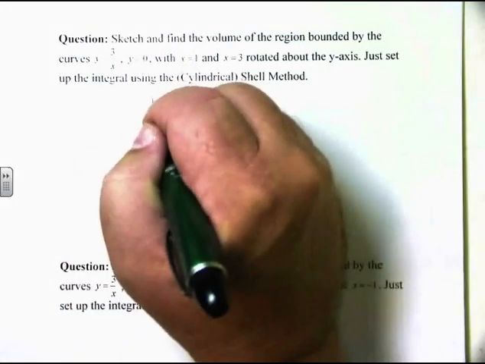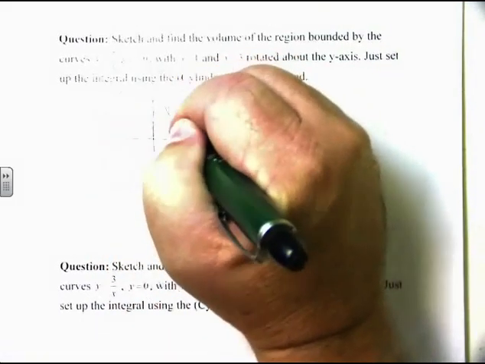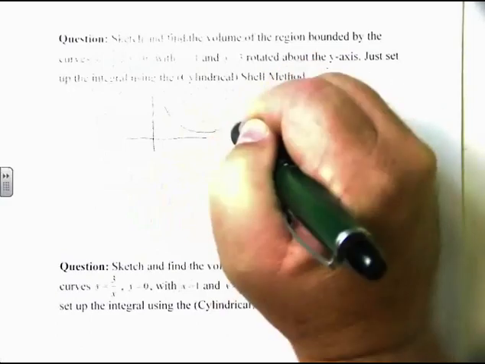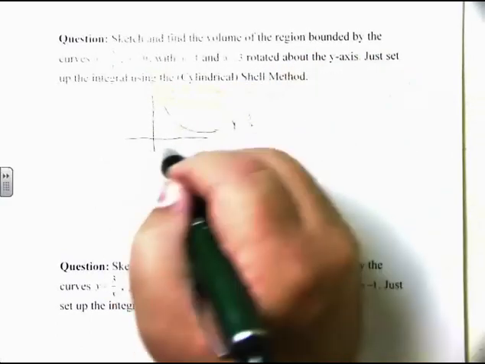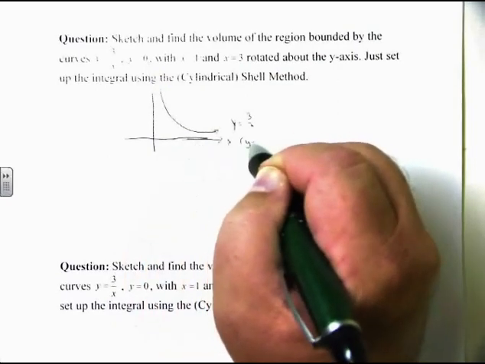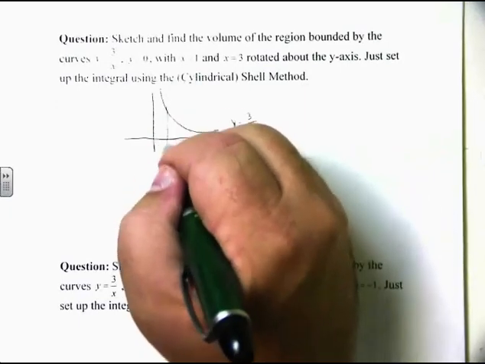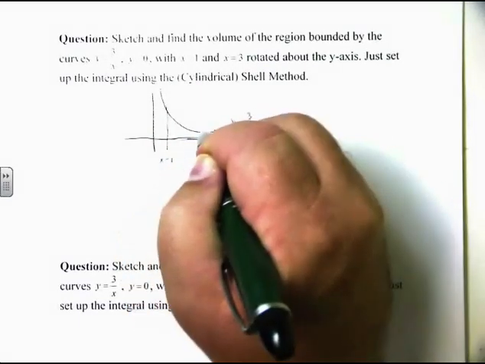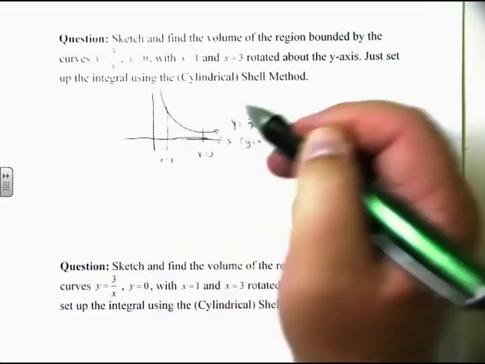First thing you want to do is this. Graph it. y equals 3 over x looks like this. Here's my graph of y equals 3 over x. y equals 0 is the x-axis. So there's my x-axis, known as y equals 0. x equals 1, there's x equals 1. Here is x equals 3. Okay?